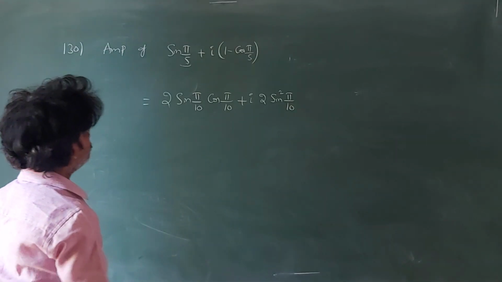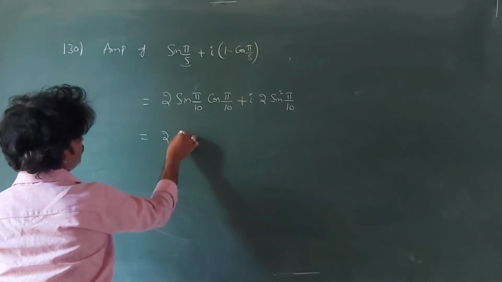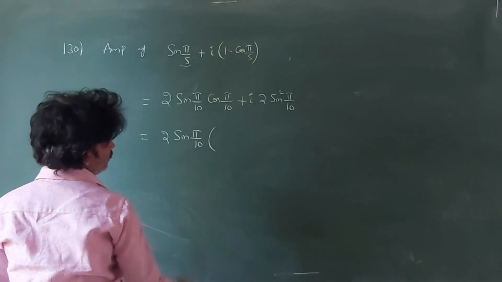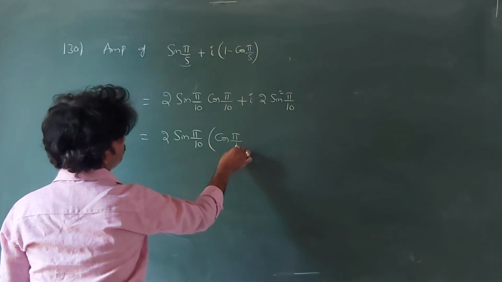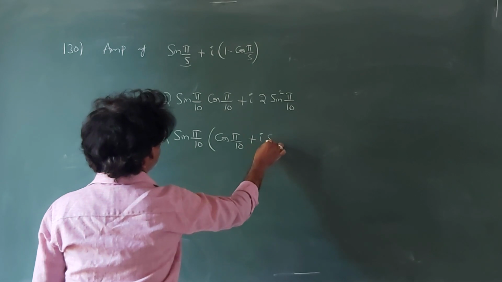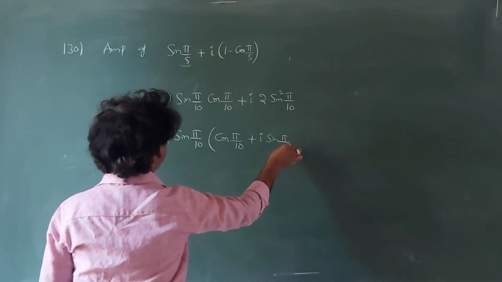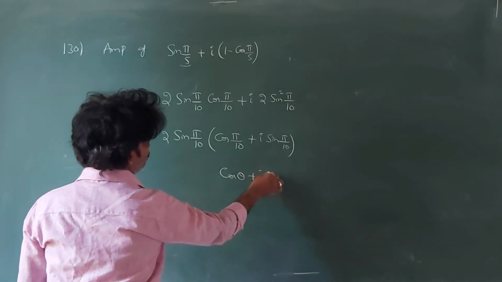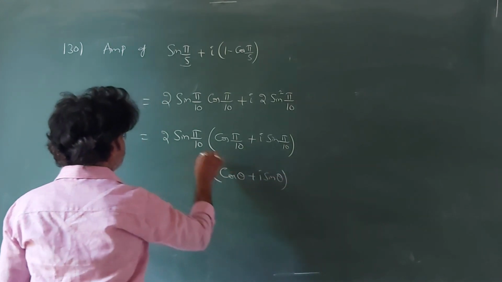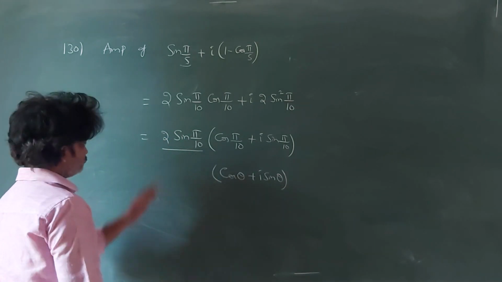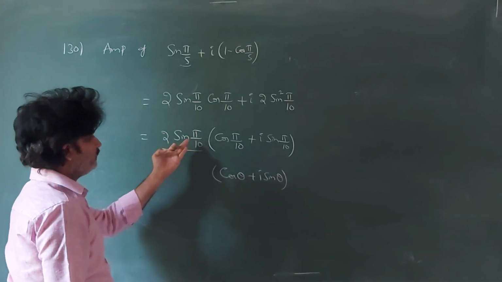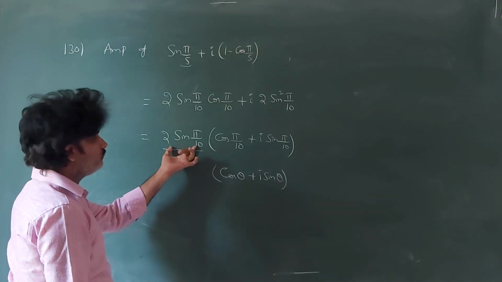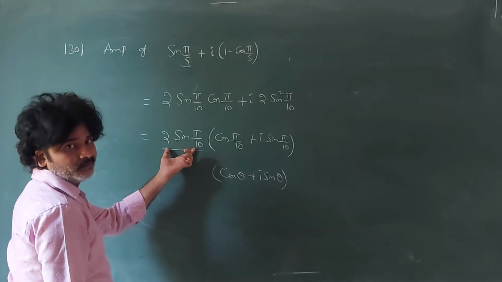Now observe, in both can we take 2 sin pi by 10 as common or not? If I take 2 sin pi by 10 as common, we are left with cos pi by 10 plus i sin pi by 10. Observe, it is in the form of cos theta plus i sin theta. Before that it is a purely real number, that value we don't know, this is sin 18 degrees. 2 into sin 18 degrees, there is no imaginary part, it's a purely real, positive number.